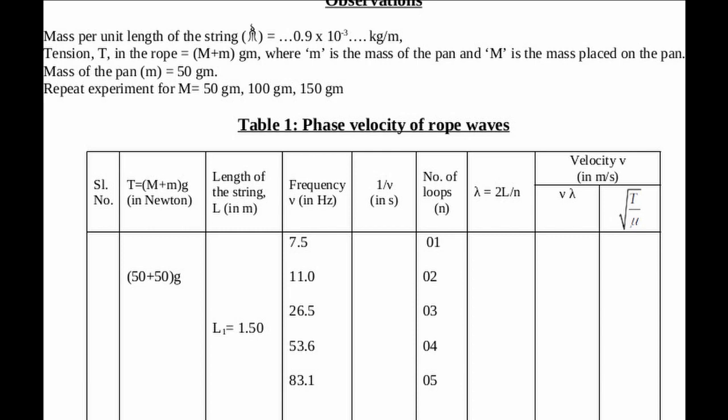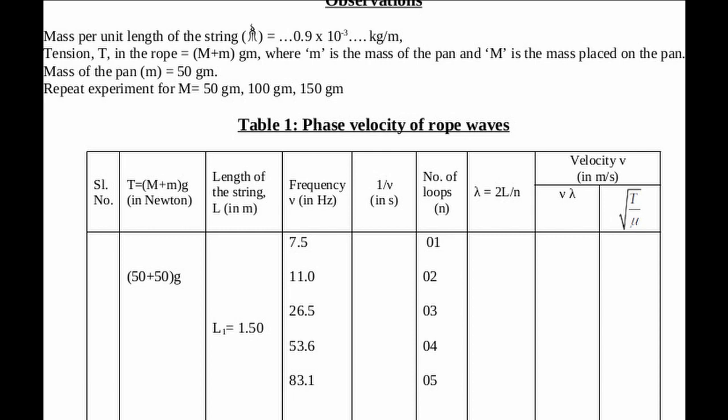After taking all the readings, we have to do the calculations which are shown here. So we have to calculate 1 by the frequency in seconds, and that has to be filled in the fifth column. And then we calculate the wavelength, which is 2L by the number of loops, in the seventh column.